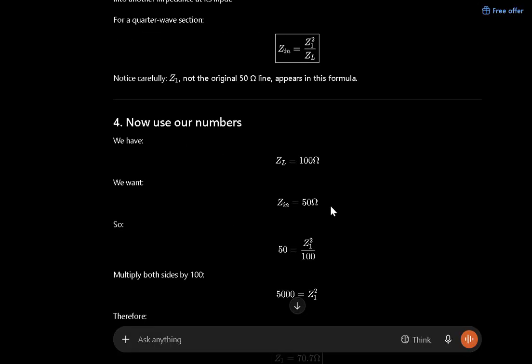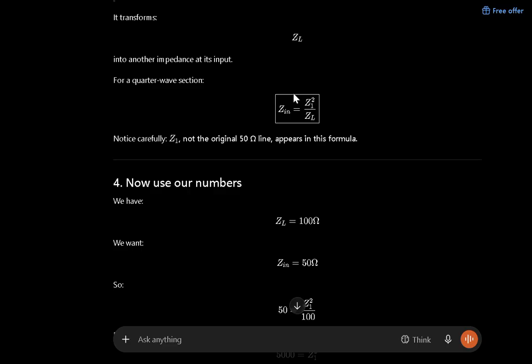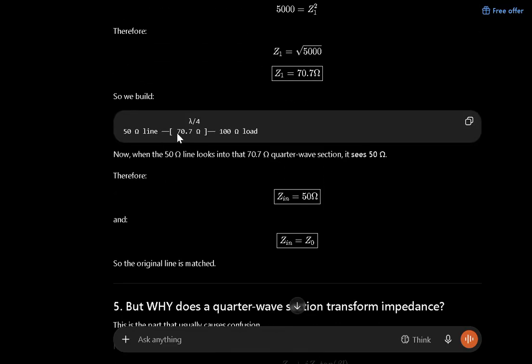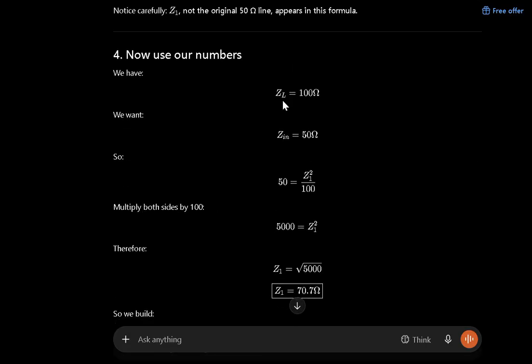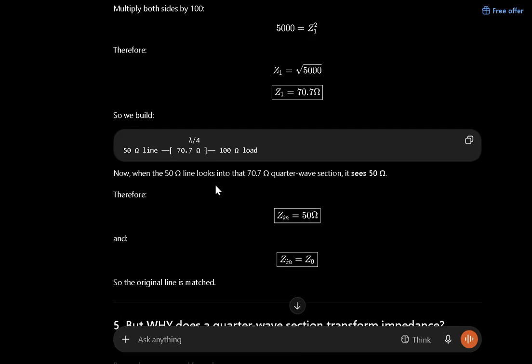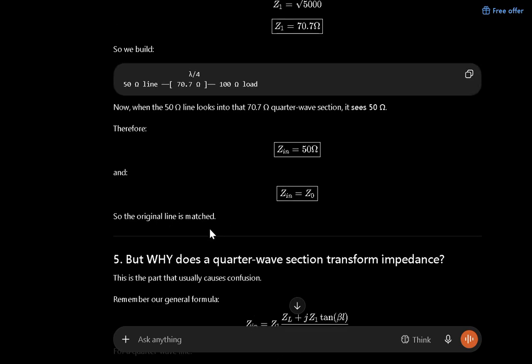So this is line resistance, line impedance. Here Zn means line impedance. We got Z1, we got Z1 as 17.7 ohms. Now when the 50 ohm line looks into the 70.7 quarter section, it sees 50 ohms. Therefore, Zn equals 50 and Zn equals Z0. So the original line is matched.